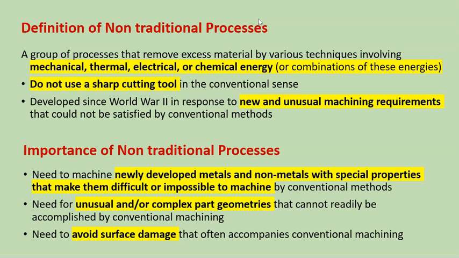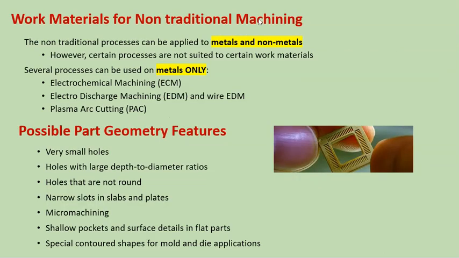This is applied to new and unusual machining requirements based on newly developed metals or non-metals with special properties that make them difficult to process or to remove material using traditional machining. It is also used for complex part geometry, and if you need to avoid any surface damage, then you have to use non-traditional machining.